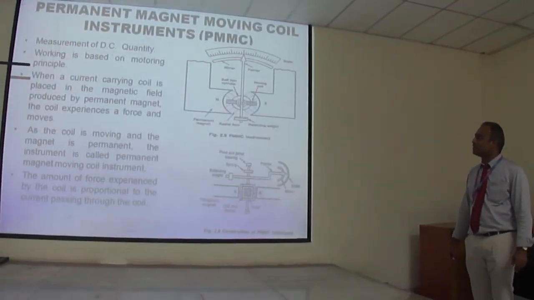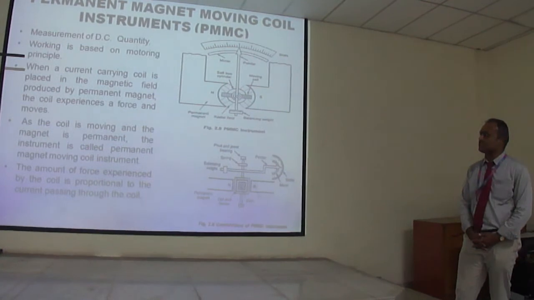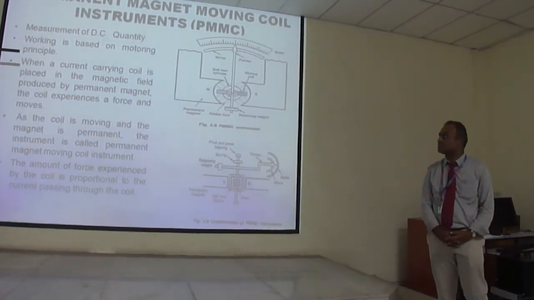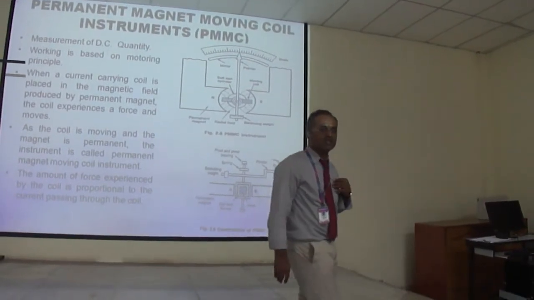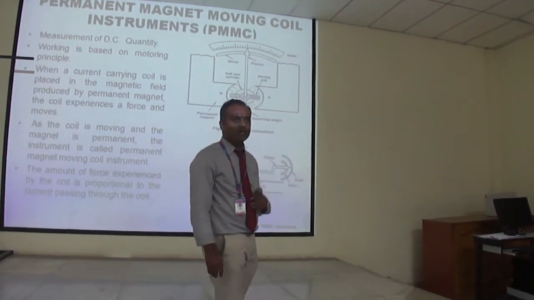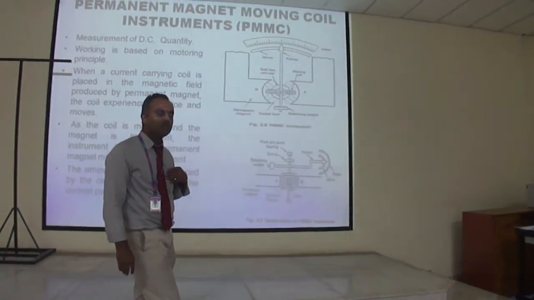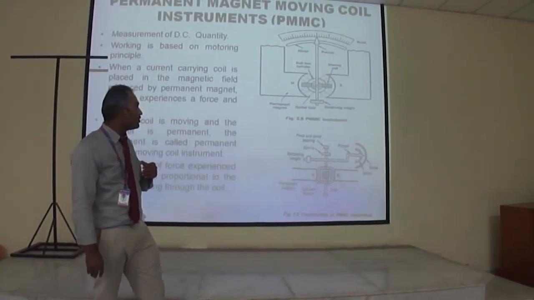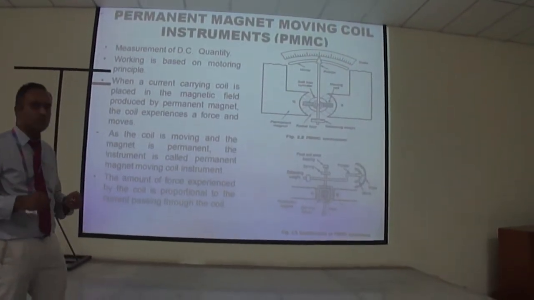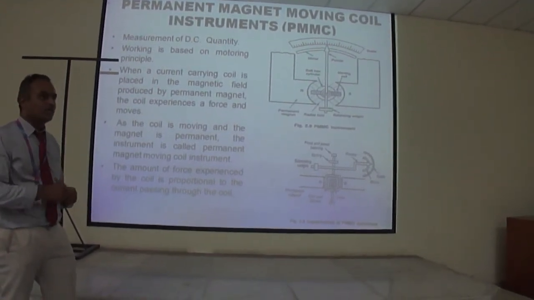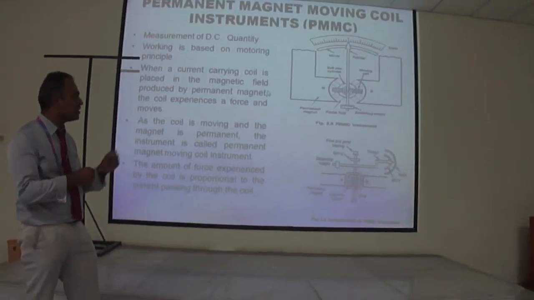The first one, for measurement of DC, uses permanent magnet moving coil instruments, by the name PMMC instruments. Why do we call this permanent magnet moving coil? The magnet is permanent, hence the coil is moving. You can see from this that the permanent magnet produces a radial field, and we are suspending the moving coil in the radial field.